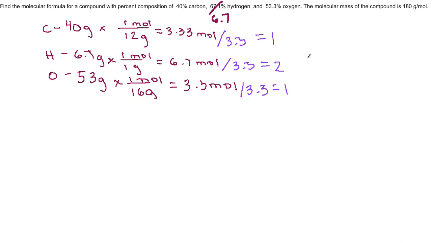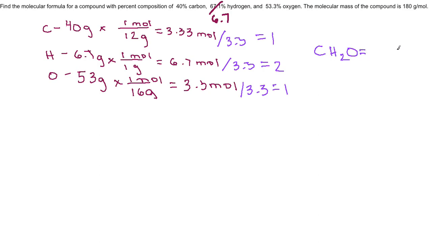So, just as before, my empirical formula, guys, is just going to be CH2O. So it's really not that bad. That's my empirical formula. Now I want to find my molecular formula. All right? So all you have to do is the following. You've got to find the empirical mass of this. What empirical mass means is the molecular mass of just this compound right here. And I say empirical because this is my empirical formula.